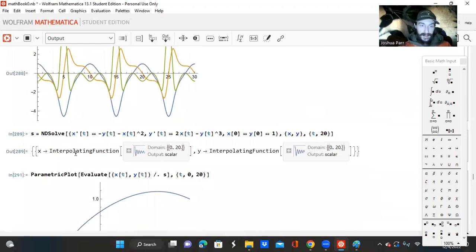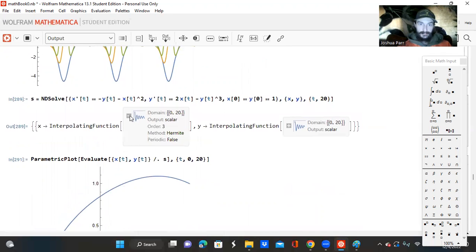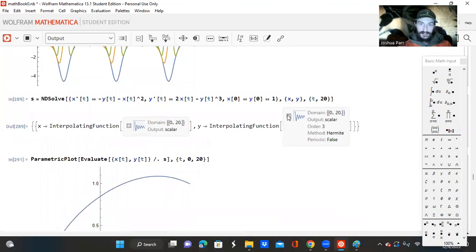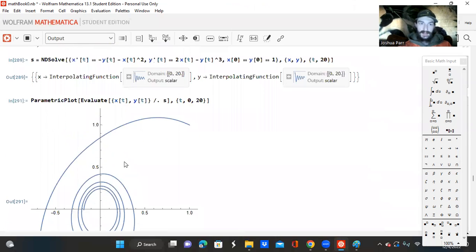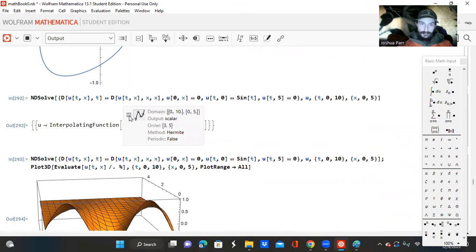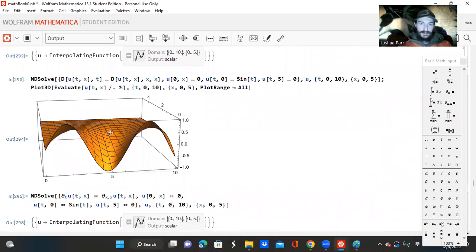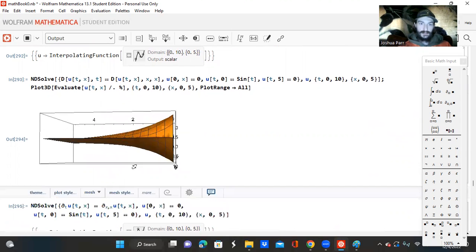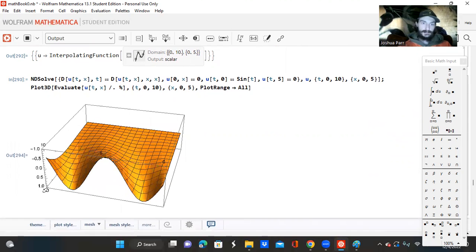Okay. So again, doing a different one. Interpolating function of X. Got two outputs here. And I'm doing a parametric plot of that. Another NDSolve. Give me a U interpolation. Here is that same U interpolation, but a 3D plot of it. It's like the saddle, a little offset.